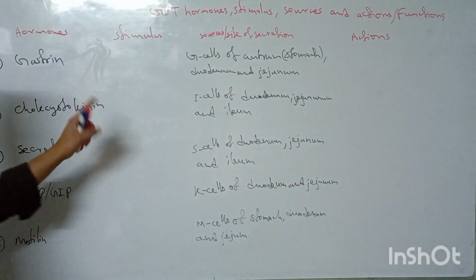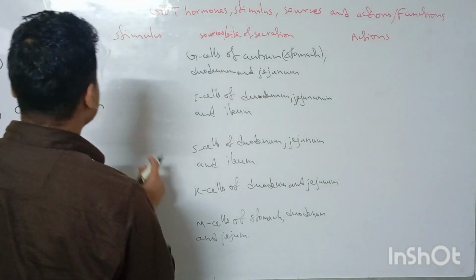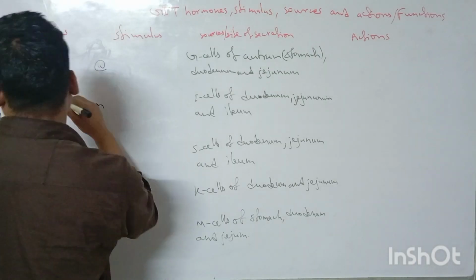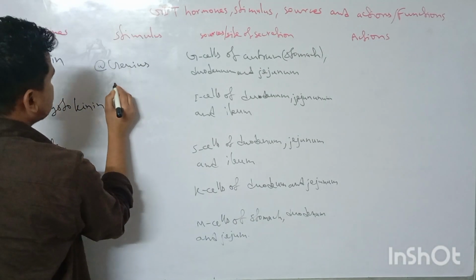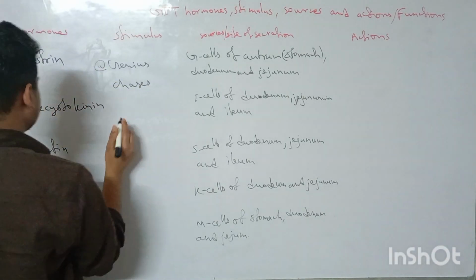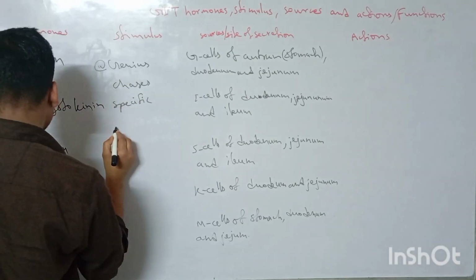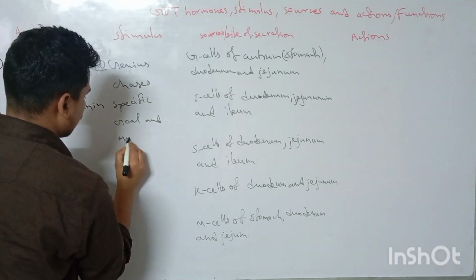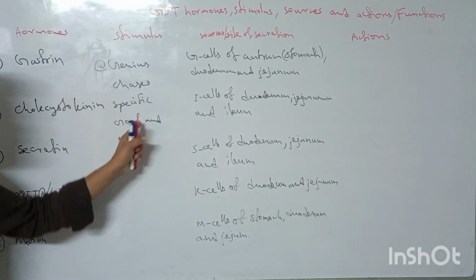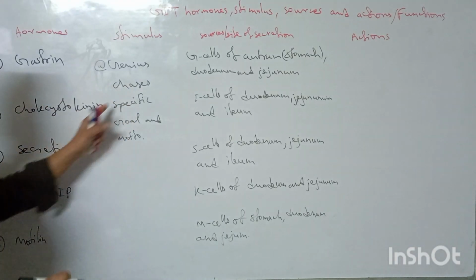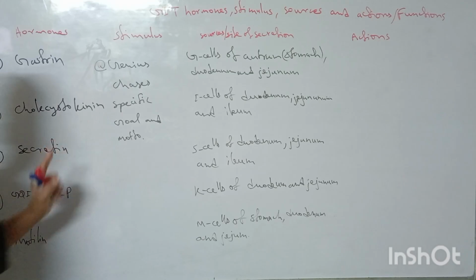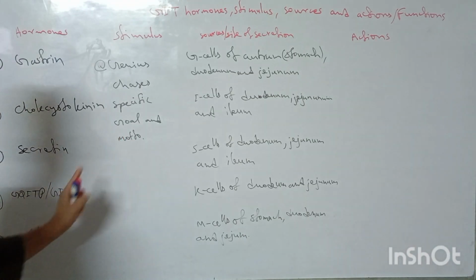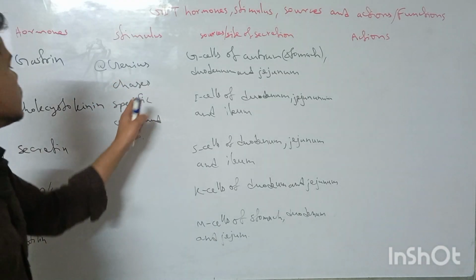So how to remember these hormones? I have a mnemonic. Please remember: Genius chases a specific goal and motto. G for gastrin, C for cholecystokinin, S for secretin, and this G for glucose dependent insulinotropic peptide or gastric inhibitory peptide, and then the M will stand for the motilin. Remember, genius chases a specific goal and motto.